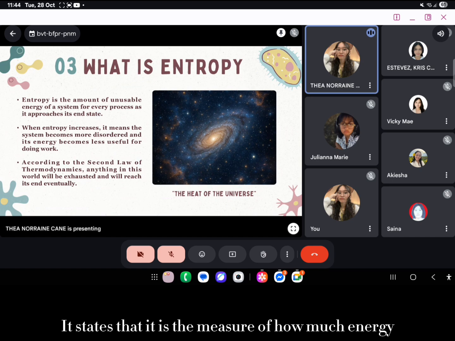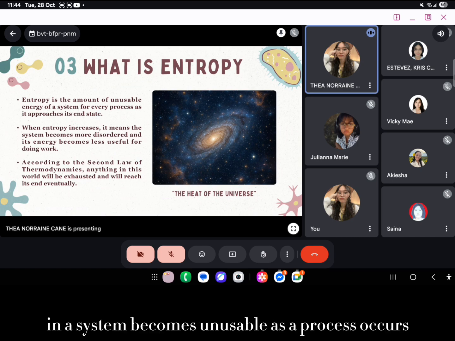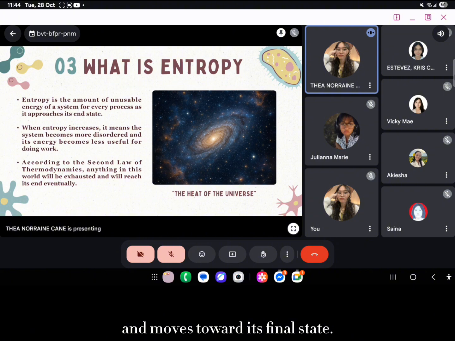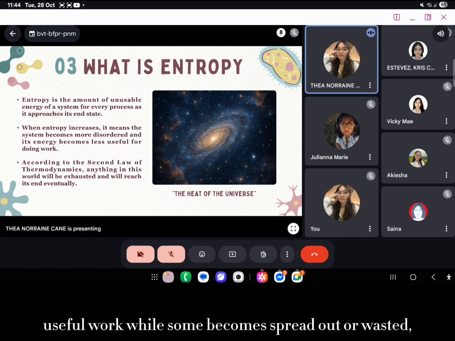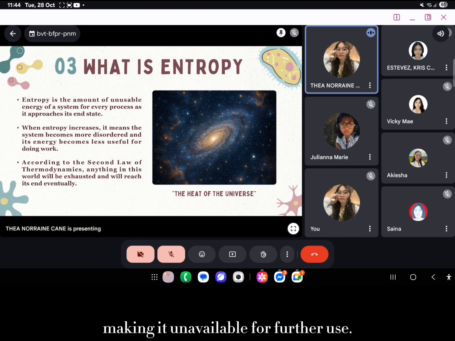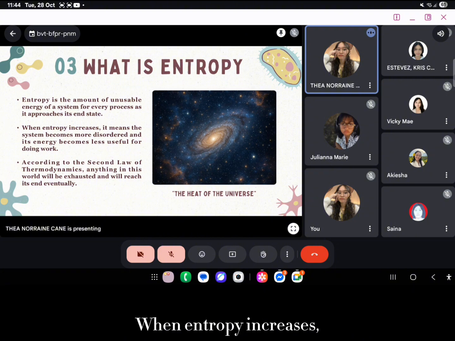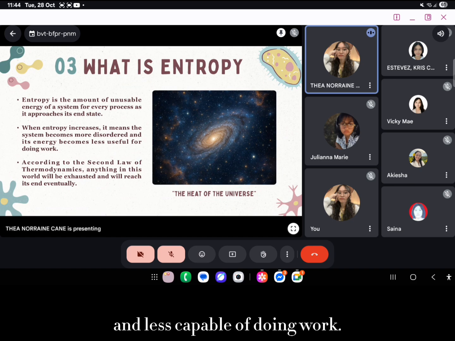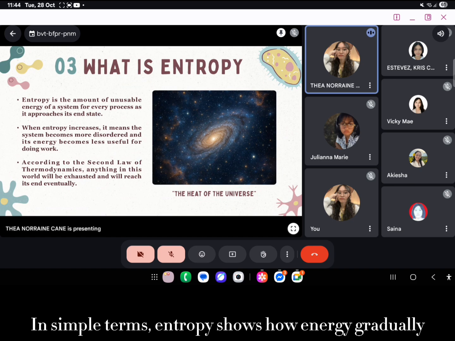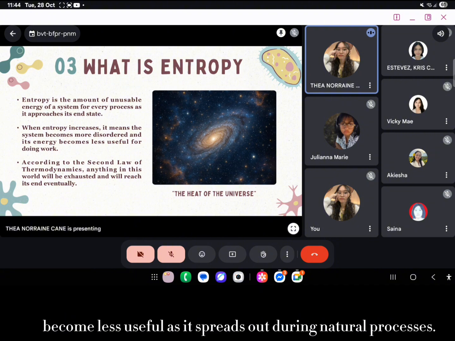It states that it is the measure of how much energy in a system becomes unusable as a process occurs and moves towards its final state, and that in every process, such as melting ice, some energy is used to do the useful work while some becomes spread out or wasted, making it unavailable for further use. When entropy increases, it means the energy has become more disorganized and less capable of doing work. In simple terms, entropy shows how energy gradually becomes less useful as it spreads out during natural processes.